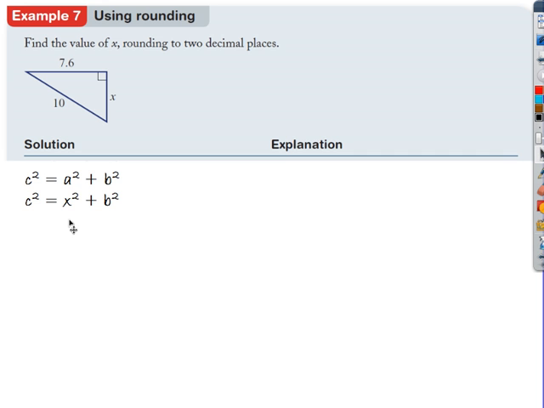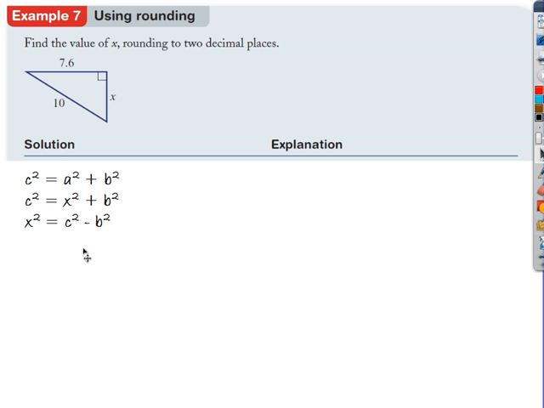So next step is we need to rearrange it so that the x squared is at the beginning of our formula there. The way we do that is the same as last time. x squared is equal to c squared minus b squared. So basically I'm taking this b squared over to the other side, subtracting it. As it goes across the equal sign, it changes signs. So x squared equals c squared minus b squared.